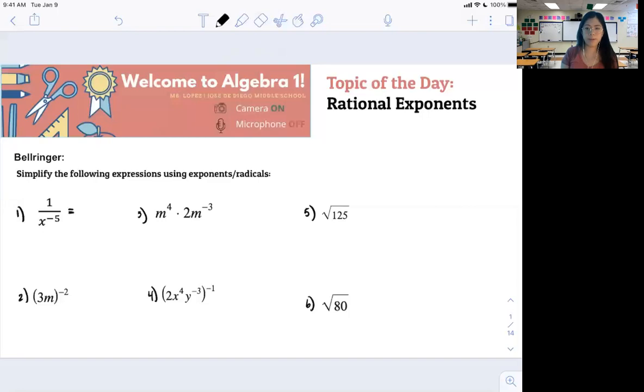Now, technically, what would happen is the whole thing would flip. So you would end up with x to the power of 5 over 1. But what do we know about fractions that are over 1? Do I need to write the 1? No, right? Anytime you have a fraction over 1, that is not something that you need to write. So we can just leave it as x to the power of 5. So that one, just x to the power of 5, that's it. Questions on number 1?